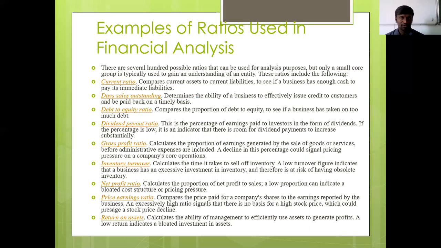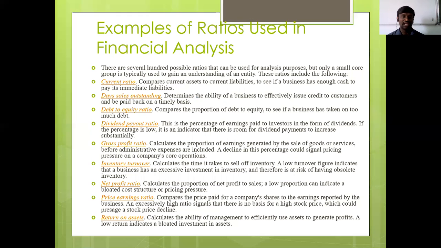Here are some examples of ratios used in financial analysis. There are several hundred possible ratios, but only a small core group is typically used to gain an understanding of an entity. These ratios include the following. The first one, which most companies use, is the current ratio. The current ratio compares current assets to current liabilities to see if a business has enough cash to pay its immediate liabilities. Second, day sales outstanding.